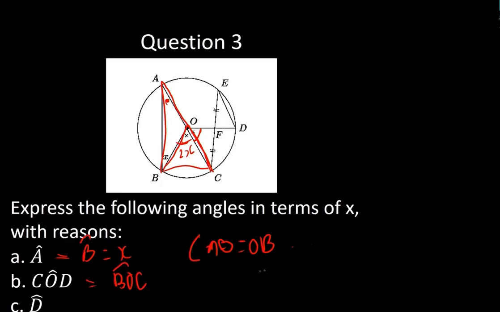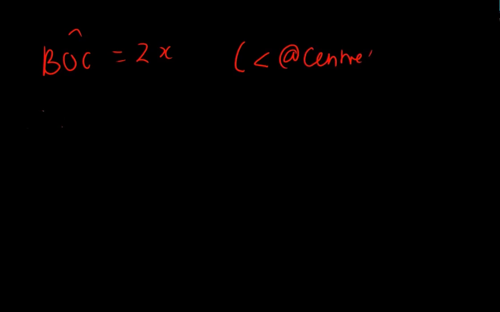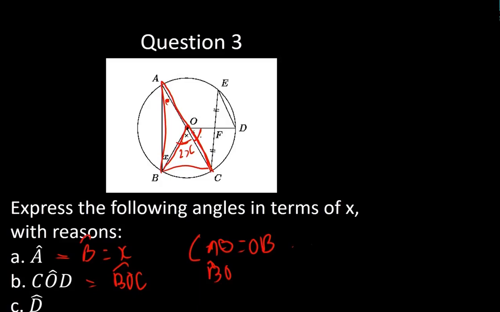We know that angle BOC, in fact, let me go to the next page. Angle BOC is equal to 2x. There's more than one way we could do it. I'm going to say angle at center theorem. So therefore, the one that we want, which is angle COD, is also going to be equal to 2x. All right, so we've got this angle is 2x. They ask us to work out angle D, so angle D being the one on the circumference here.